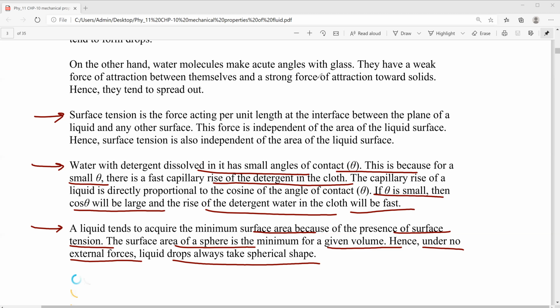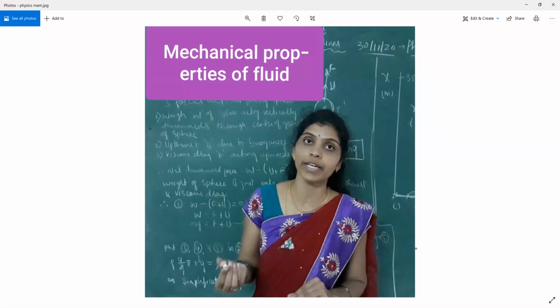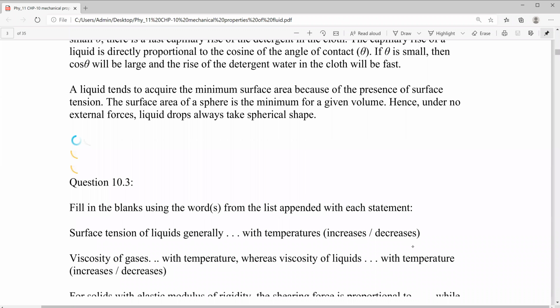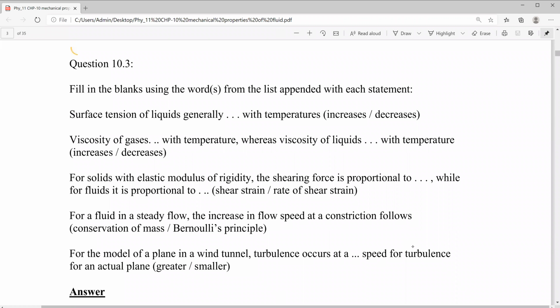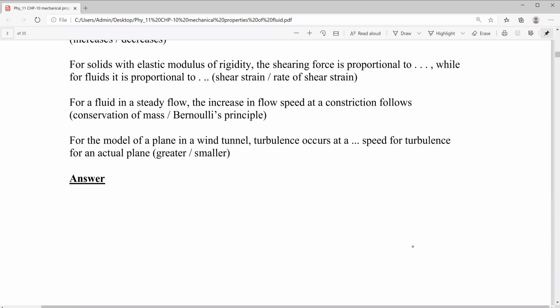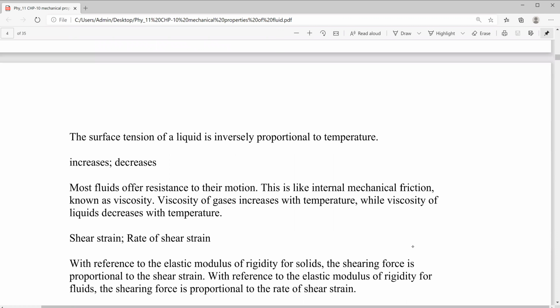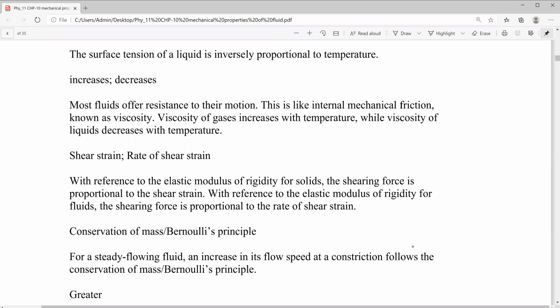And 10.3, the next one. That is also based on theoretical concept. So read the question and try to answer 10.3 yourself. Try to check it, and for 10.3 the answer is like this. This is also based on theoretical concept. Please go through it and try to solve that one.